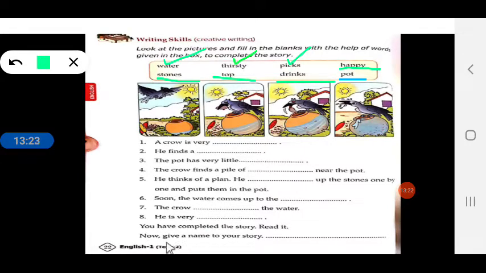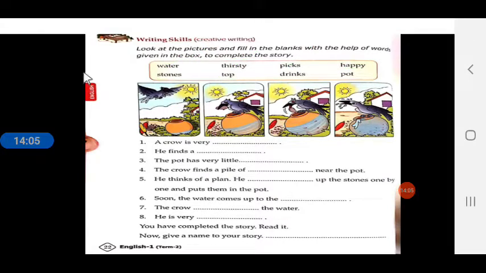Okay, dear students, now give a name to your story. So, give the title for this story. Can you name it? As a title of the story, you can write A Clever Crow or A Thirsty Crow. You might have learned this story when you were studying in LKG or UKG class, I think. So you can give either A Clever Crow or A Thirsty Crow. Okay, so this is the story.